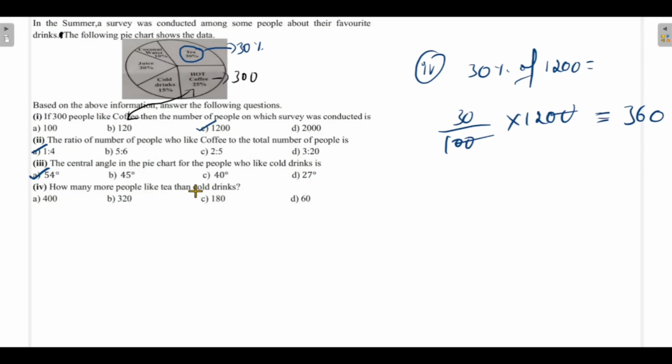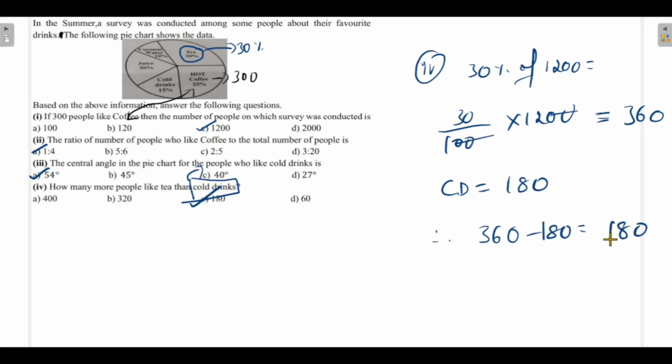And also we have to find out the total number of people who like cold drinks. But in the previous question we already found out that the total number of people who like cold drinks is 180. Therefore, how many more people like tea than cold drinks? That means you have to subtract cold drinks from tea. You will get 180. C is the correct answer.